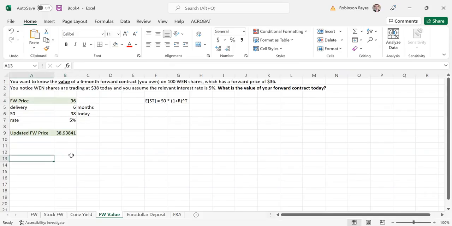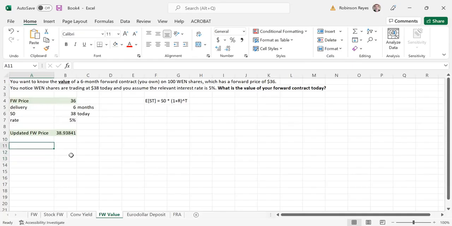So the way to get the value of your forward contract: you are happy because the forward price is actually higher than what you bought it for. You bought it at 36. That means you will pay 36 for the shares of Wendy's 6 months from now, whereas everyone buying these forward contracts now will instead have to pay 38.93.